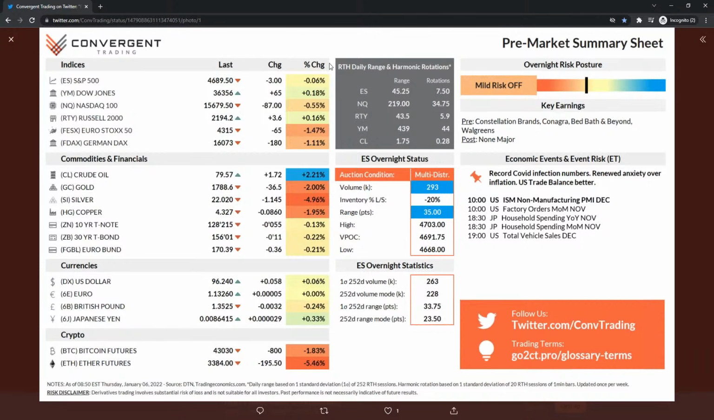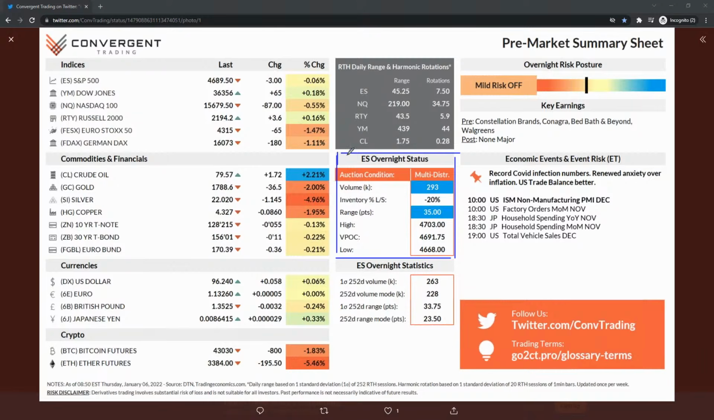So we can see that the European markets are getting punched. Gold, silver, and copper are getting hit. Cryptos are getting hit. But more importantly, the overnight statistics for the S&P are telling the story, okay?